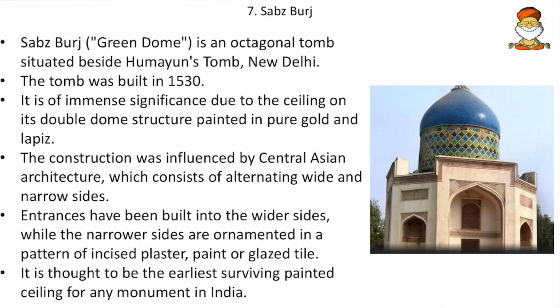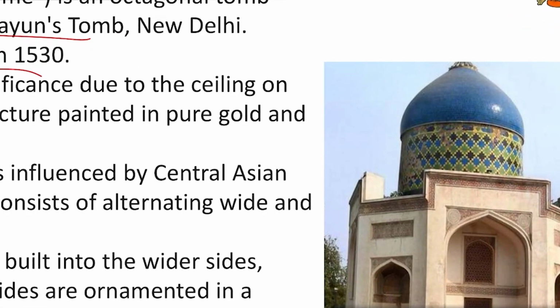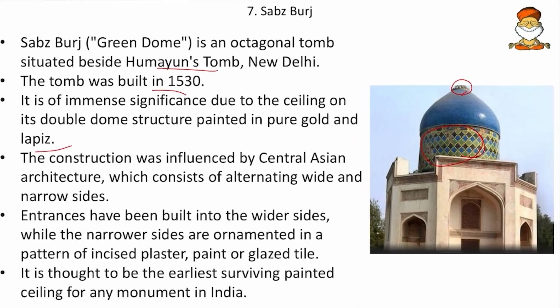And then the Sabz Burj. So Sabz Burj is an octagonal tomb situated beside Humayun's tomb in New Delhi. And the tomb was built in 1530. And it is of immense significance due to the ceiling of its double dome structure painted in pure gold and lapis. So here we can see that it has a dome and it is painted in gold and lapis in these areas.